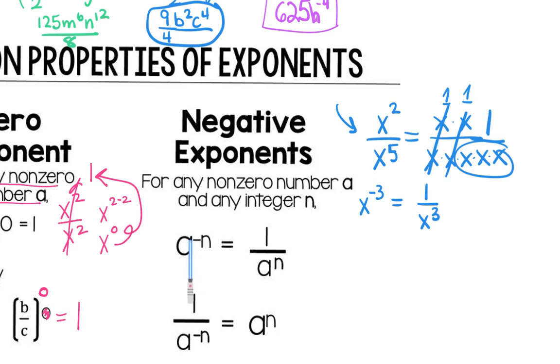We show this in the rule right here. Any base to the negative n power is the same thing as 1 over that base to the positive n power. Vice versa, if you have that negative exponent in the denominator, this becomes equal to that base to the positive n power, and that is in the numerator. You can think about this as over 1. We don't write that if it's over 1. So that is how we make any negative exponents turn into positive.